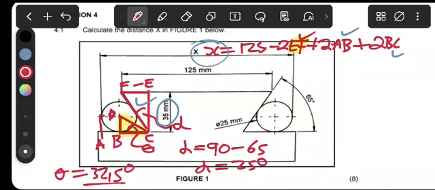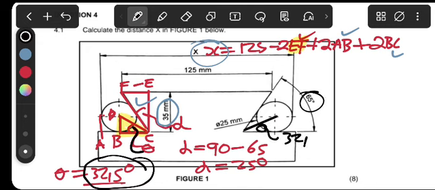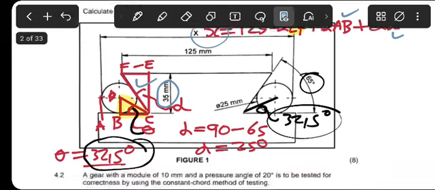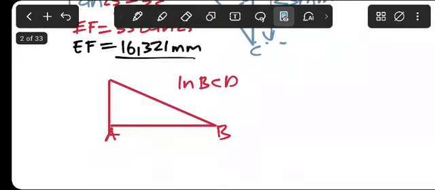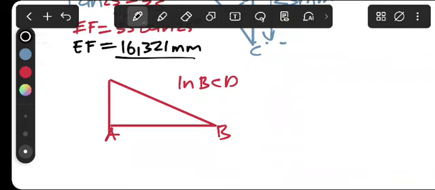In triangle BCD, obviously here we have theta. Our theta from that triangle is what? We got theta to be 32.5. Remember, it's the same as this here. We divided that by 2, then we got 32.5 degrees. So we have the theta there, our angle, which is 32.5 degrees. So we have D here.